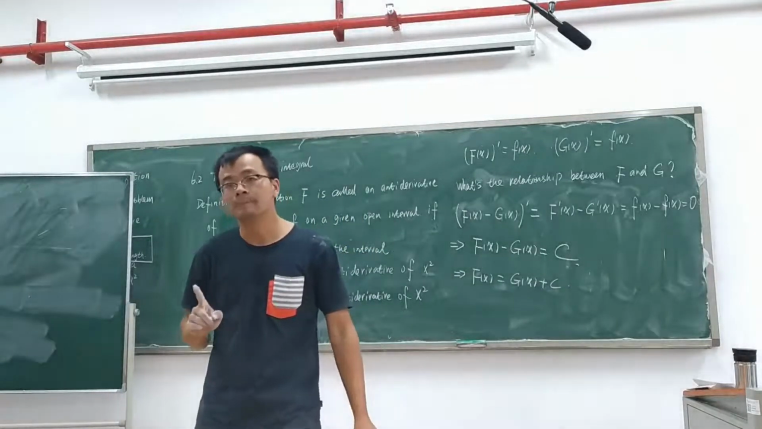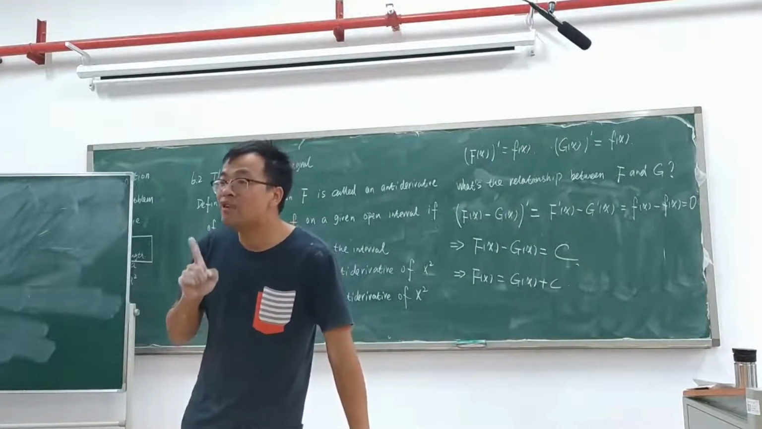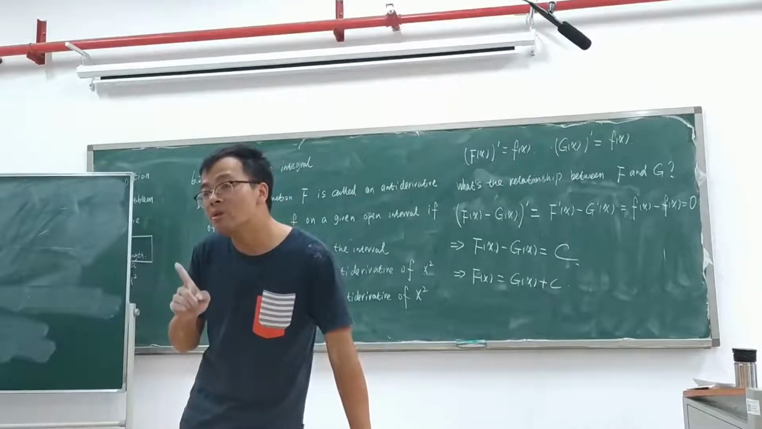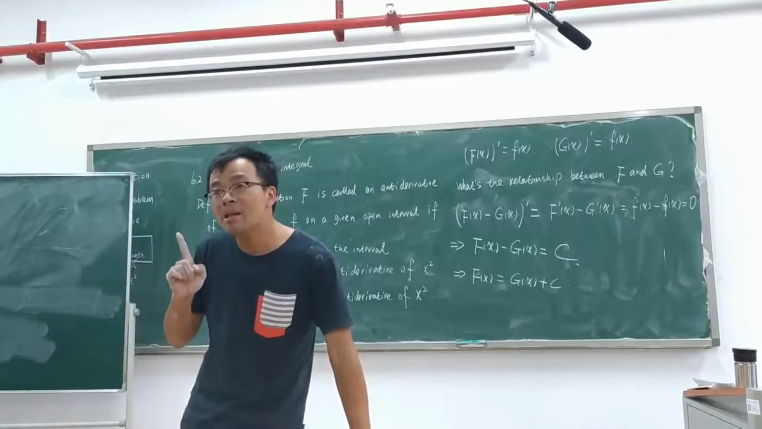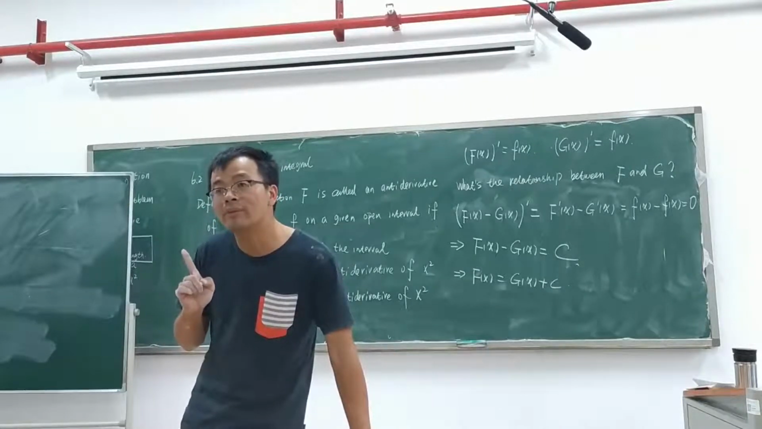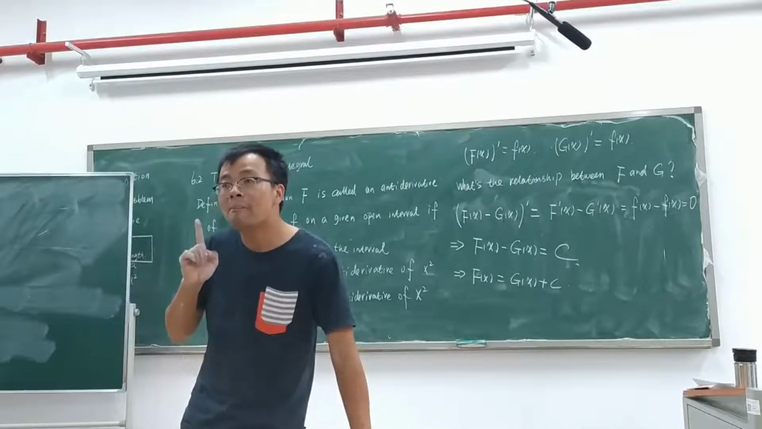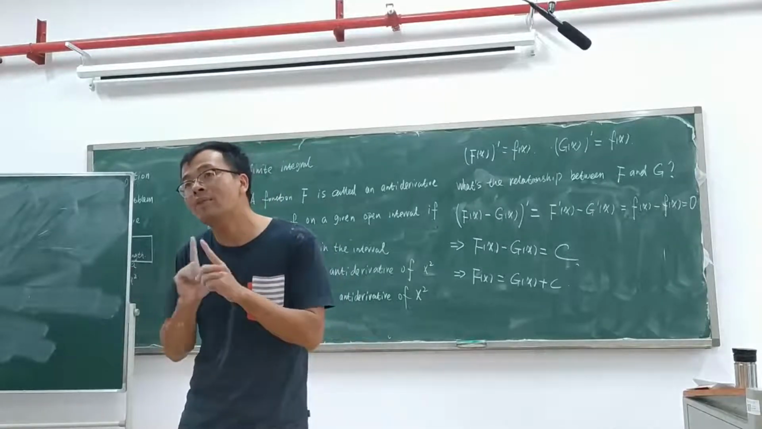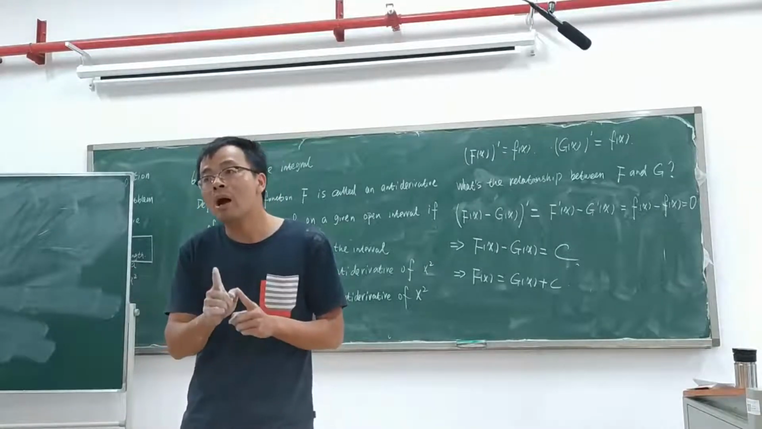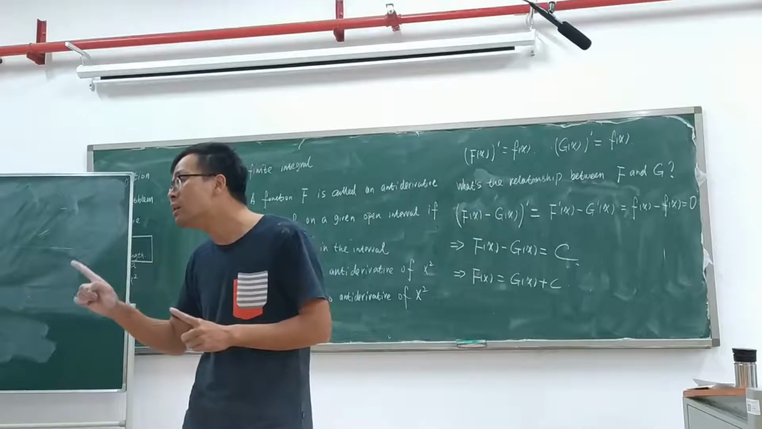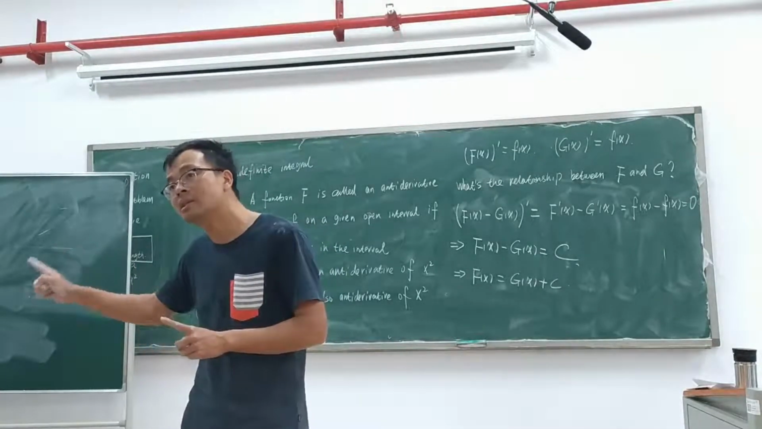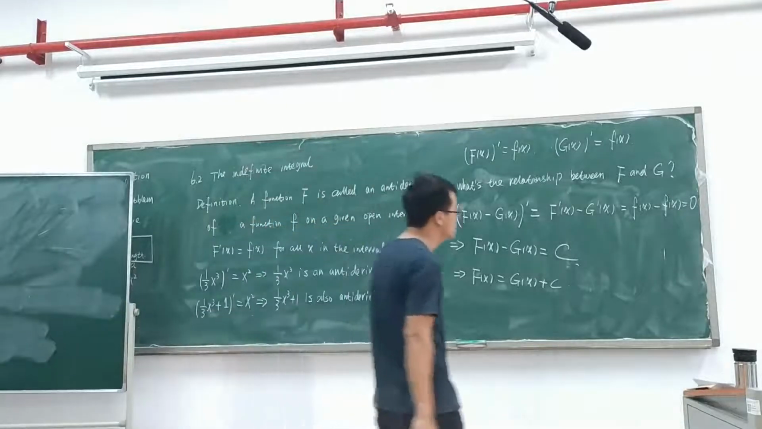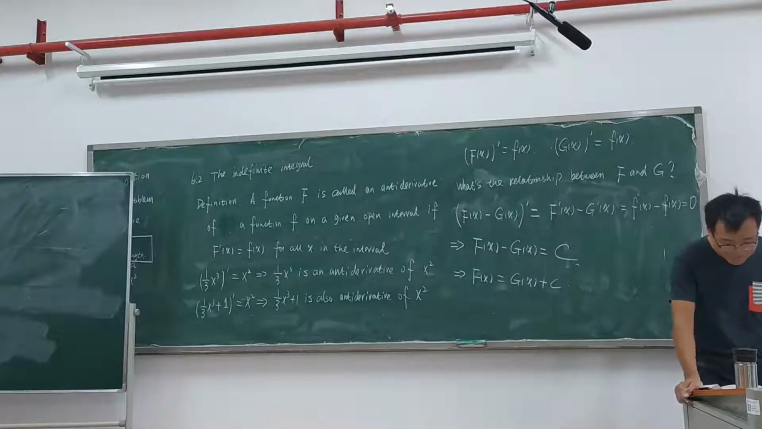Here it means if I give you a function, the antiderivatives of the function are not equal. We have many antiderivatives, okay? But the relationship between the antiderivatives is that one antiderivative equals another antiderivative plus a constant. So here this is the result.